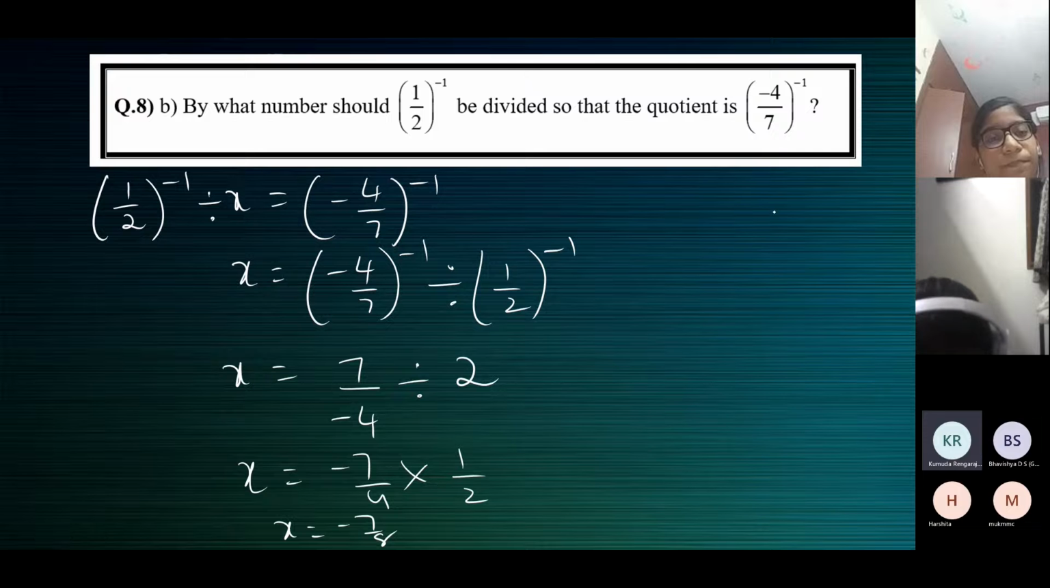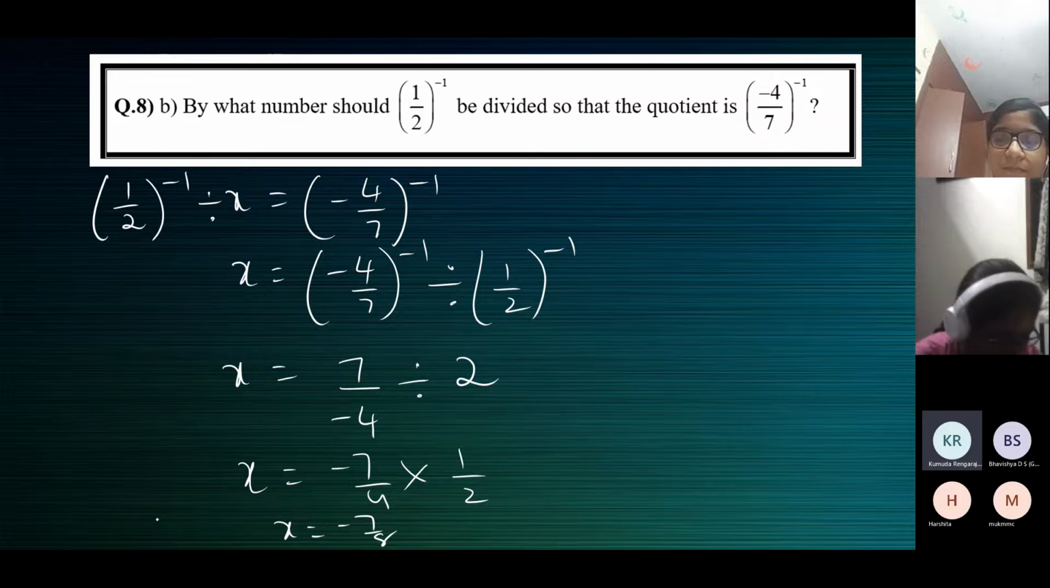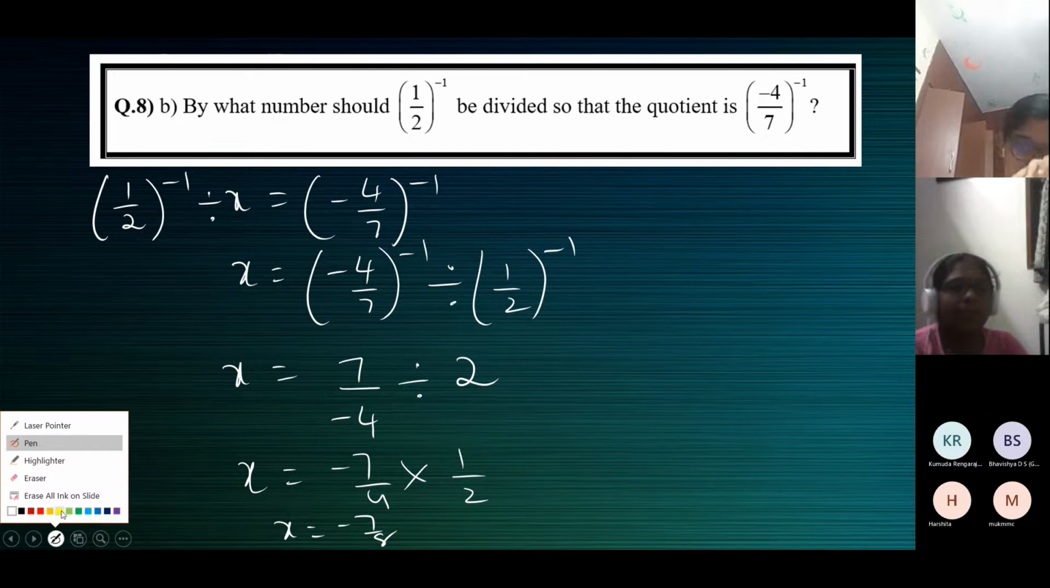But what's the correct answer? 8 by minus 7, ma'am. Yes, minus 8 by 7. Minus 8 by 7 is the answer. So see here, let me go back to the earlier one to clarify your doubt.